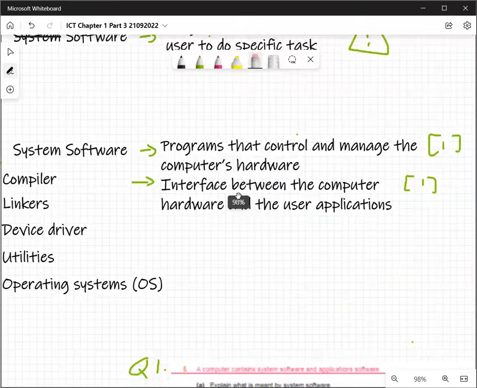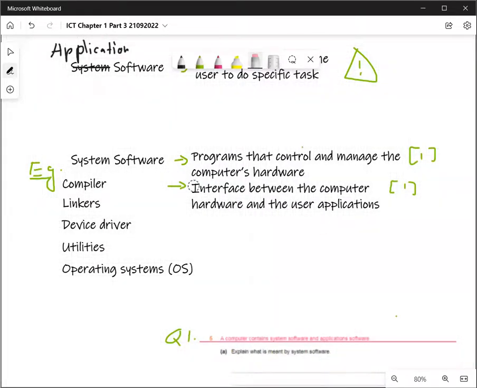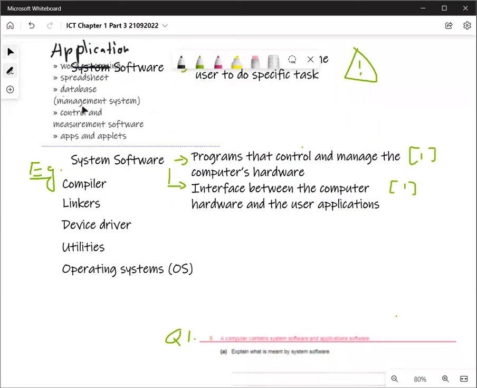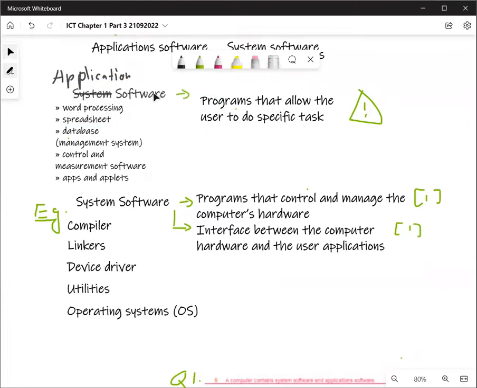Now, have you written this? Examples are compiler, linker, device driver, utilities, and operating system. Those are the examples of system software. The compiler is an interface between the computer hardware and the user application. Not the compiler, system software. It's the second part, yes, of system software. Because the question will be for 2 marks in the exam, maximum. So as much information as we can, we have to write down. Yes, the more explanation, the better. But unless they're asking you for only a few explanations, it will depend on the question. I'll tell you what kind of questions you have. Okay, don't worry.